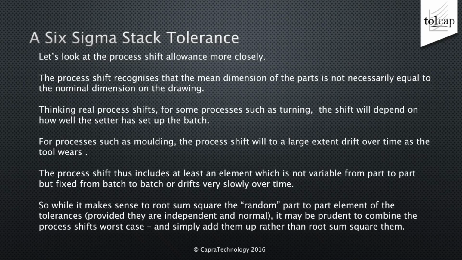So, while it makes sense to root sum square the random part element of the tolerances, providing they are independent and normal, it may be prudent to combine the process shifts worst case and simply add them up, rather than root sum square them.